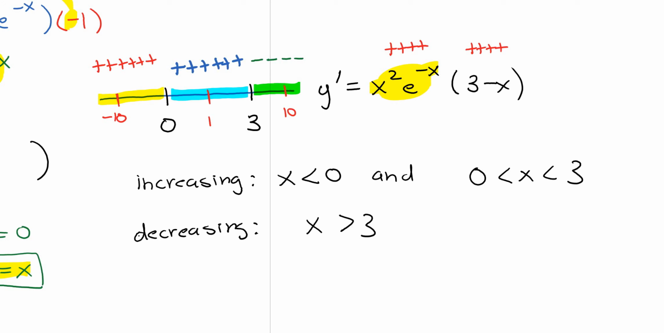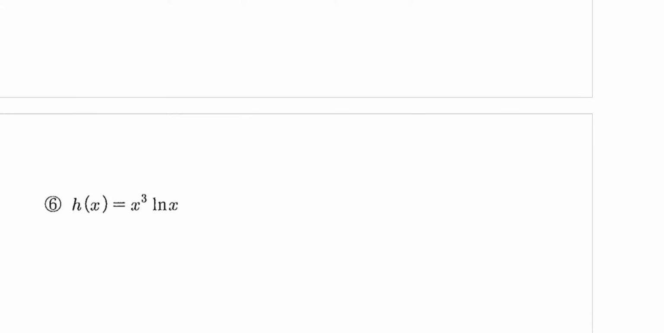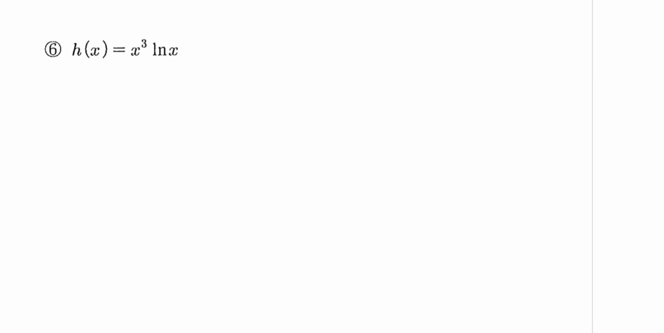Okay, let's move on to the next problem here. Question number 6. So h of x equals x cubed times ln x. Just like the previous problem, it looks like I need to use the product rule right here. So let's go ahead and find the derivative.